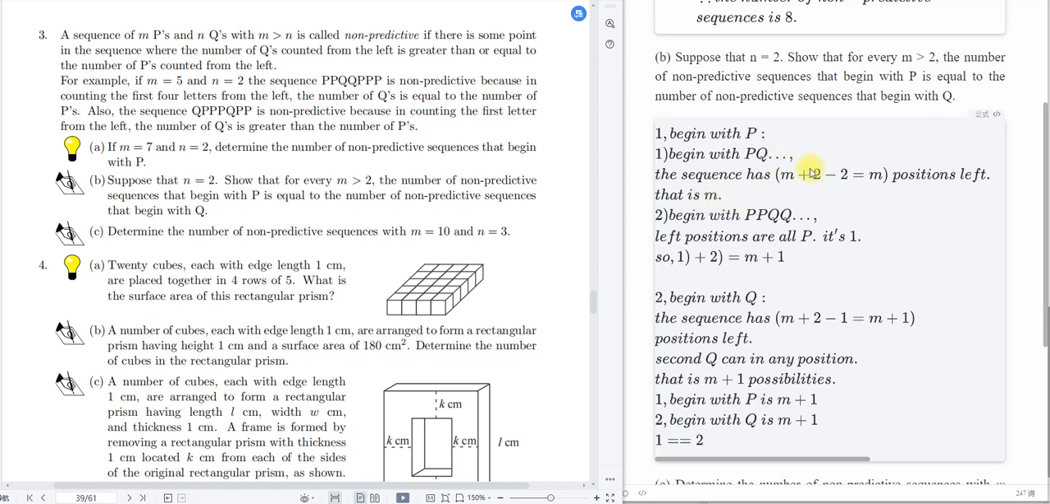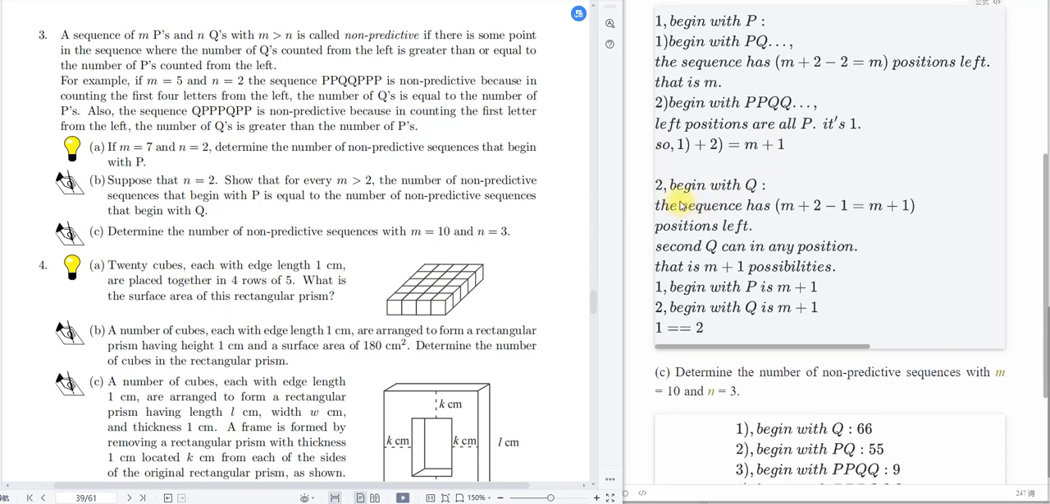So there are m positions left. Beginning with PPQ, there is only 1 possibility, only PPQQ. So it's 1. So PQ plus PPQ, case 1 plus case 2, is m plus 1.